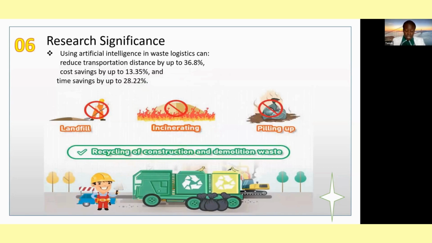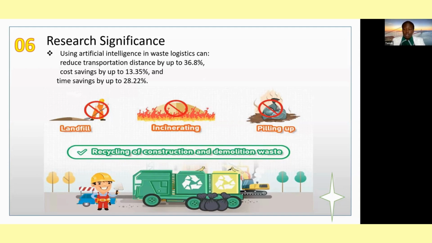This research's aim was to convey the importance of developing an automatic sorting machine for construction and demolition waste. Consequently, by using artificial intelligence in waste logistics, we can reduce the transportation distance by up to 36.8%, achieve cost savings of up to 13.35%, and save time by up to 28.22%.